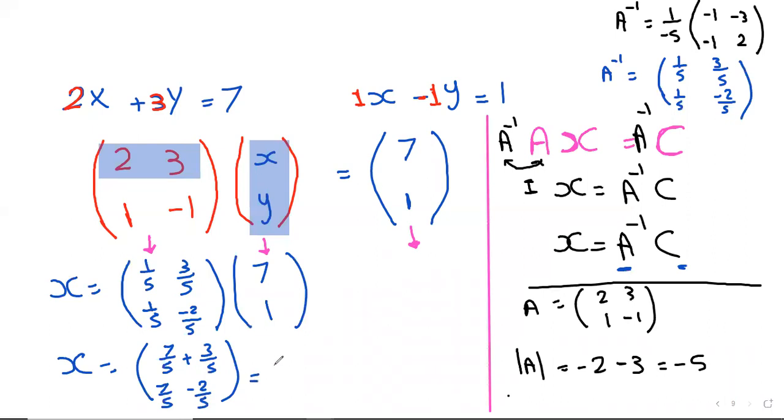7 over 5 plus 3 over 5, 10 over 5, which is 2, and here it's 5 over 5, which is 1. So the matrix X is 2 and 1. As you know, X is 2, Y is 1. That's it.